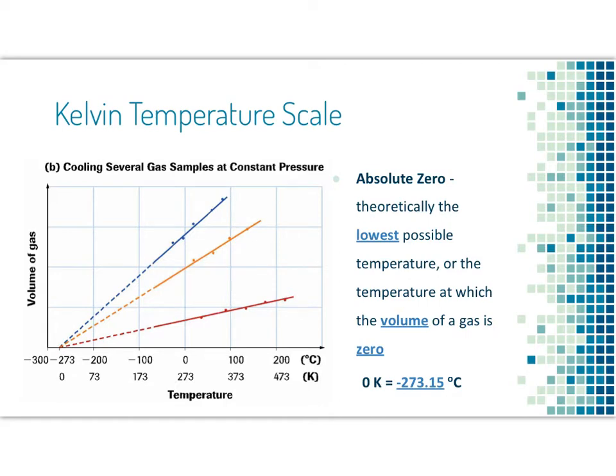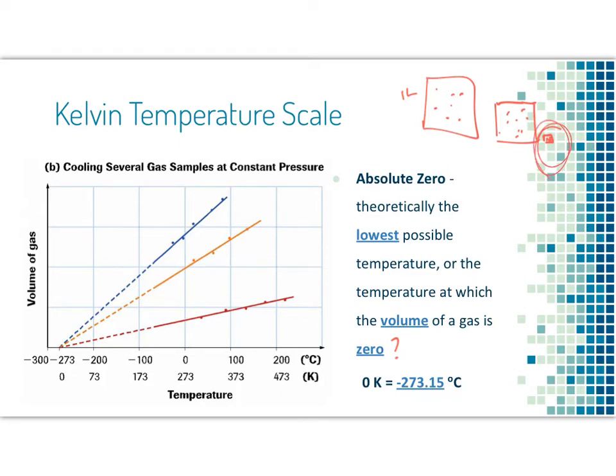So absolute 0 is theoretically the lowest possible temperature that any material could ever get to on Earth, or the temperature at which the volume of a gas is 0. Now remember, to compress a volume of gas from, let's say, 1 liter down to half that, down to 0, these molecules actually do take up space. So can we ever get to 0? No, but this is theoretical. So theoretically, we can compress a gas all the way down to nothing.